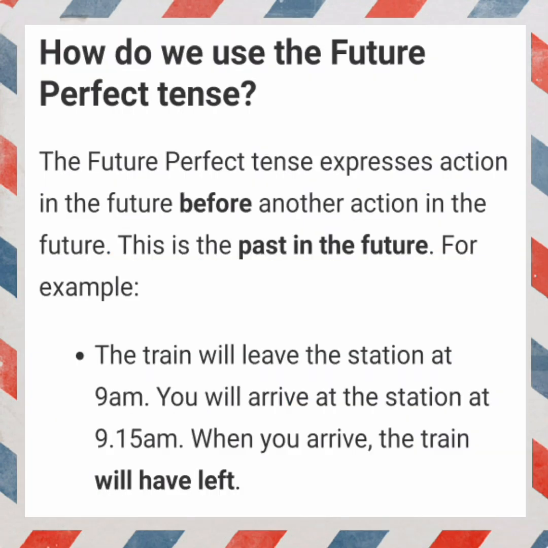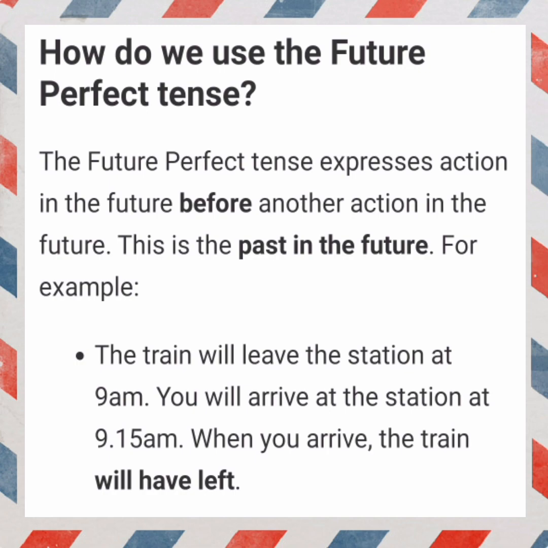How do we use the future perfect tense? The future perfect tense expresses action in the future before another action in the future, that is, past in the future. For example, the train will leave the station at 9 a.m. You will arrive at the station at 9:15 a.m. When you arrive, the train will have left.